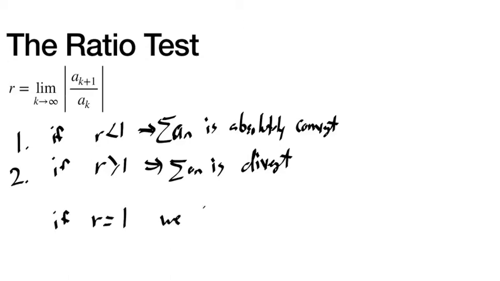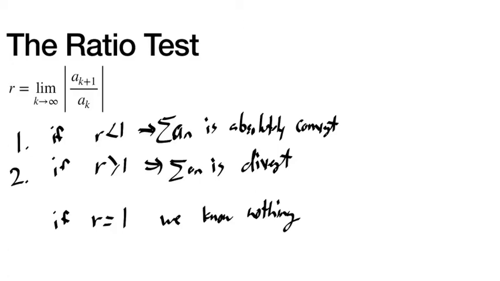If r equals 1, we know nothing. Well, we could learn something from another test, but if r equals 1, the series could be convergent, it could be divergent. We really don't know what to do at that point.